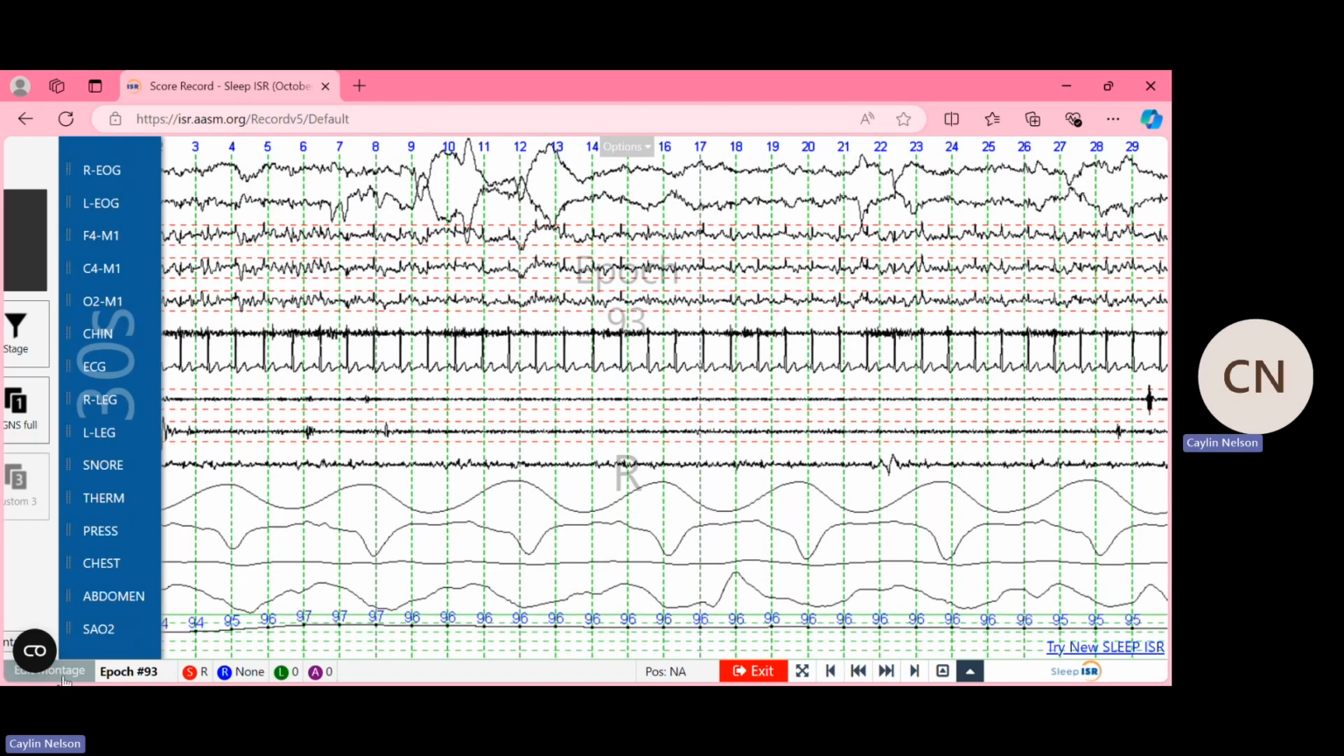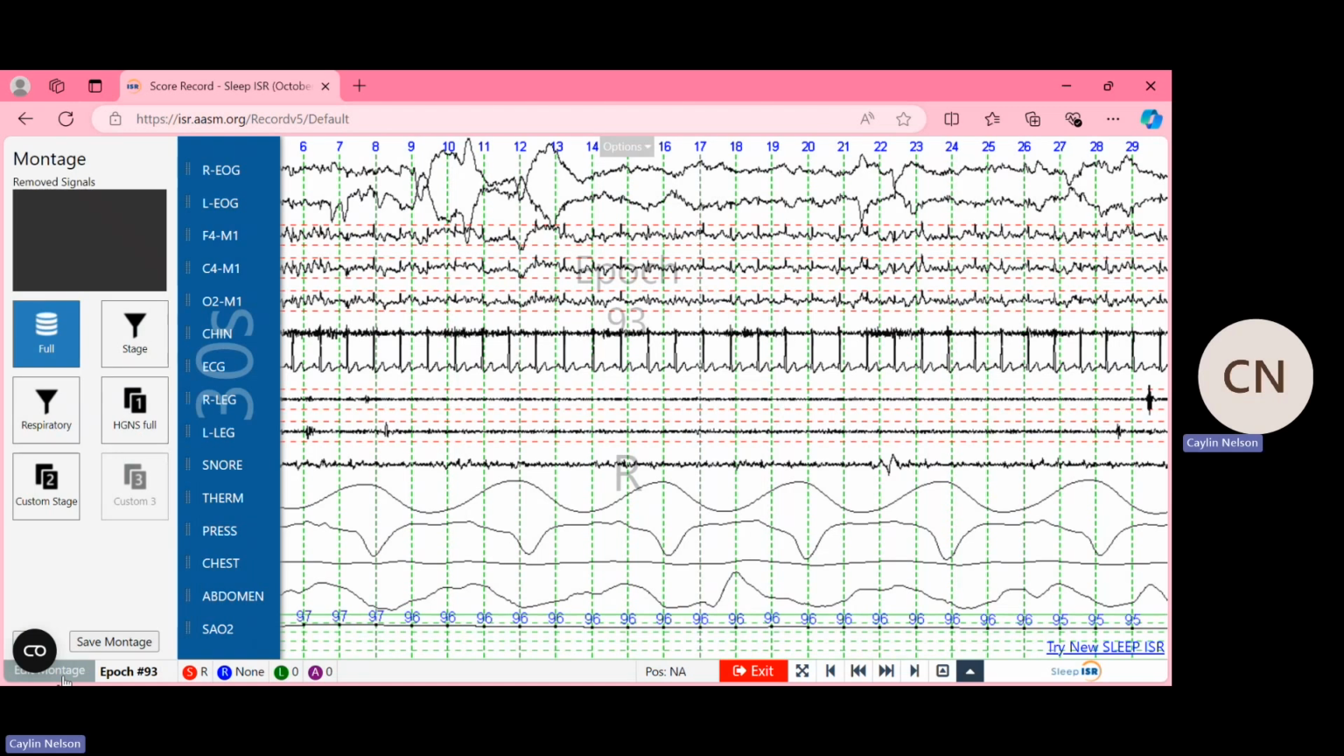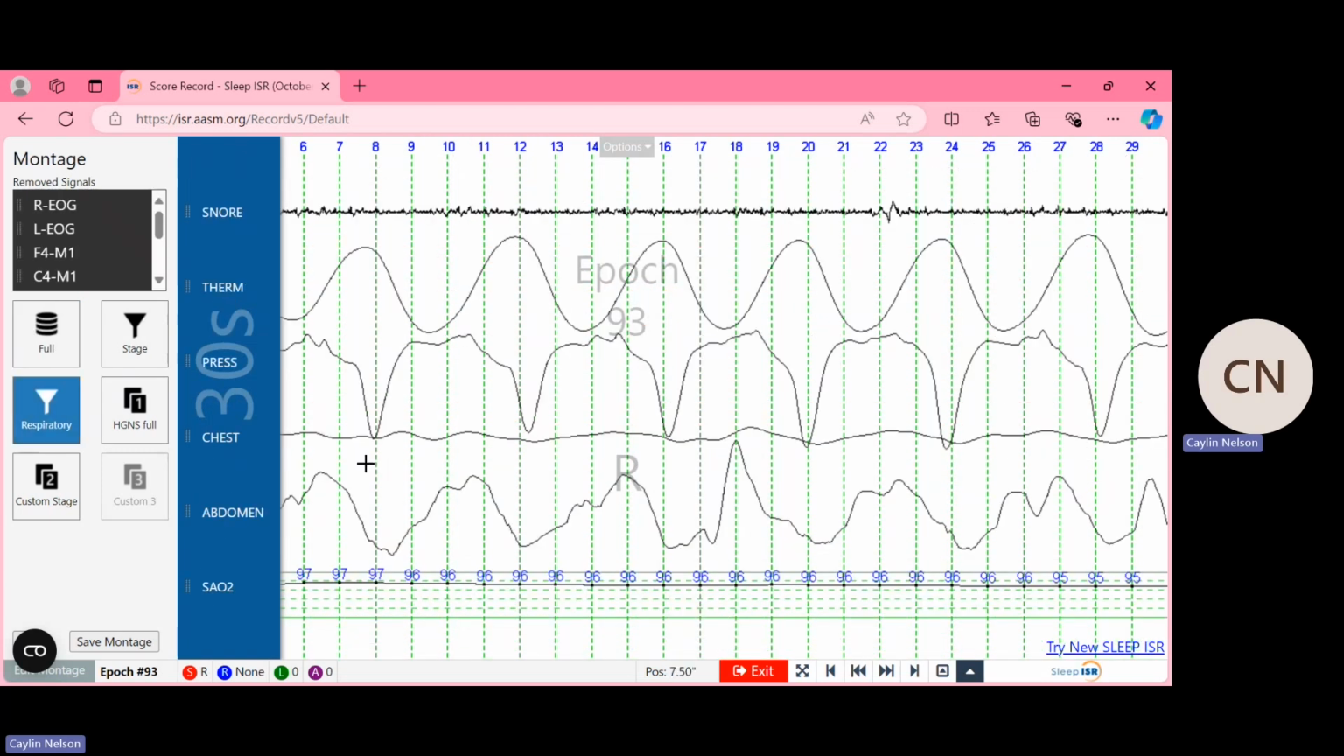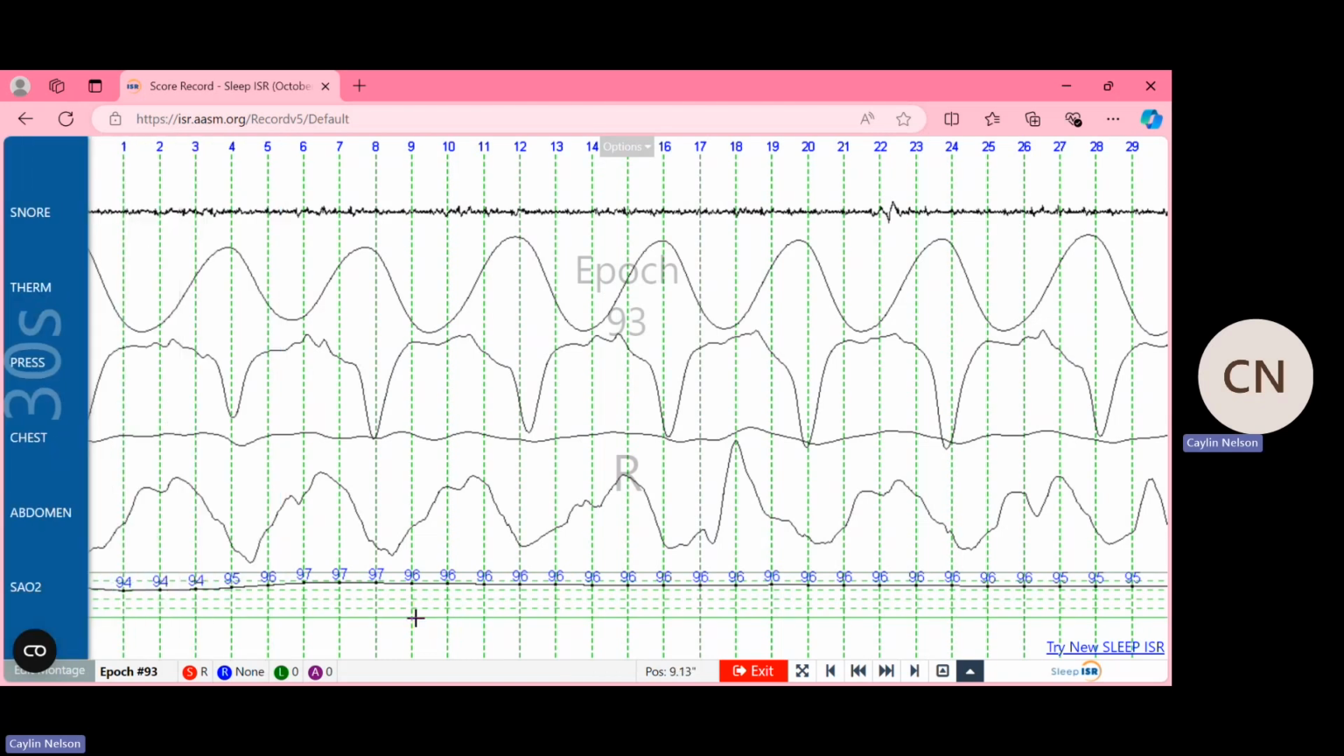So we stopped at 93. You can see all the staging that we did. That last epoch is going to be stage R. I'm going to work with the respiratory montage here instead.